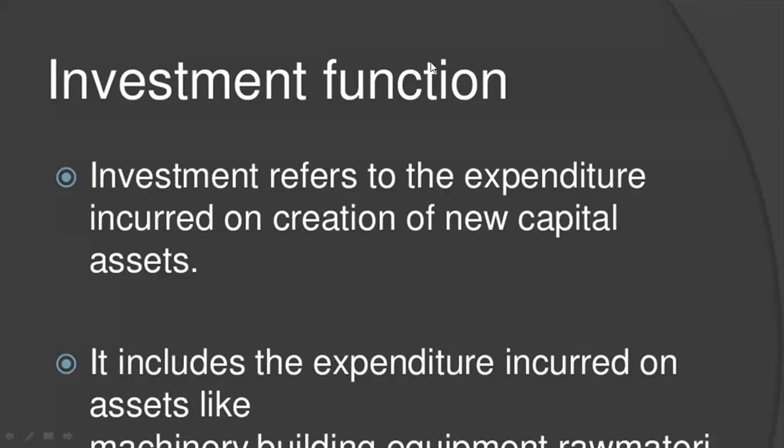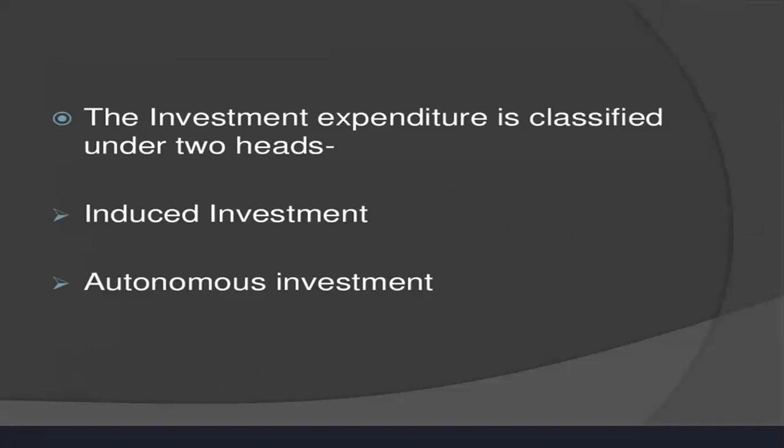So let us discuss the investment function in this video. What is it under the aggregate demand chapter? Investment refers to the expenditure incurred on the creation of new capital assets. It includes the expenditure incurred on assets like machinery, building, equipment, raw materials, etc., which lead to an increase in the productive capacity of an economy.